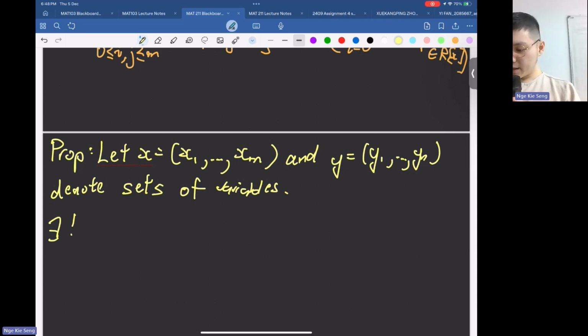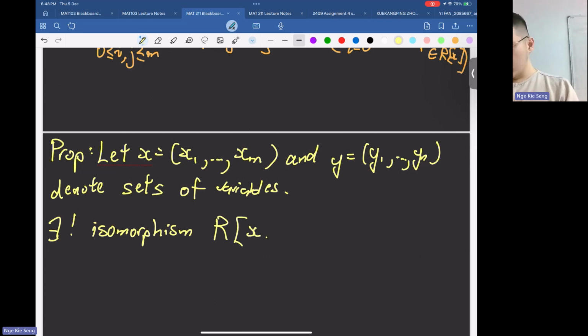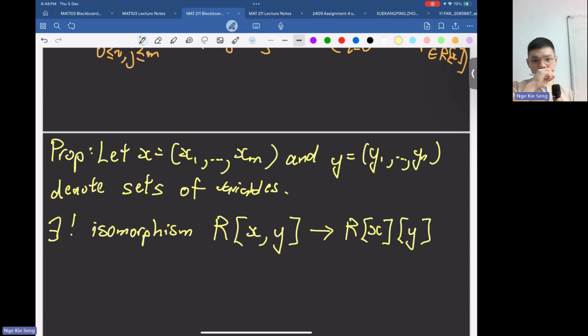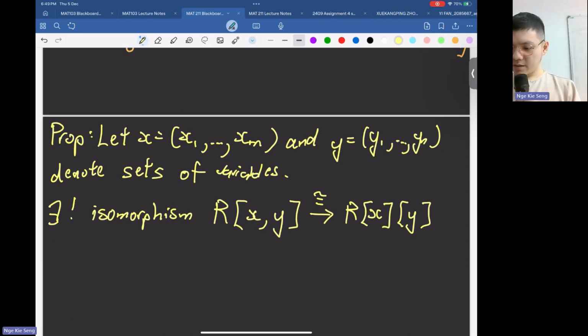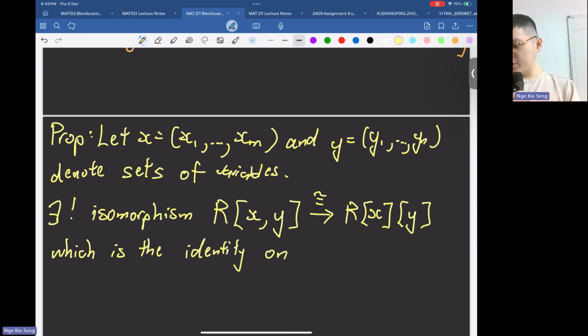And there's this unique isomorphism. What's this unique isomorphism here? If you look at a polynomial ring over these two sets of variables, and you regard the polynomials in all the x's as coefficients on the set of variables y, then they're isomorphic, which is the identity on R. So you don't change R under this map. So R stays the same, and you also send the variables to themselves.